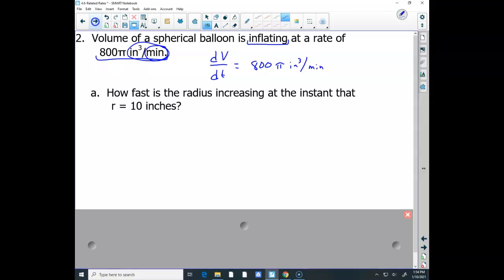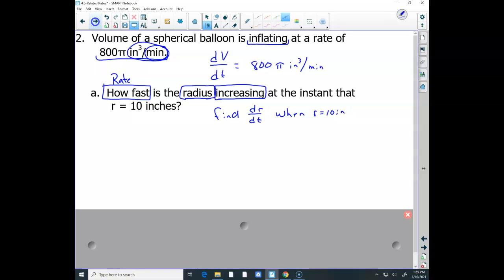Okay? And they want to know how fast. How fast? That's a rate. This sounds like a related rate problem. How fast is the radius increasing at the instant r is 10? So find dr/dt. How fast is the radius? Find dr/dt when the radius is exactly 10 inches.